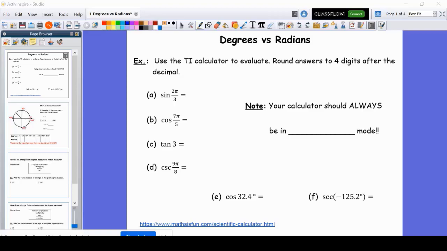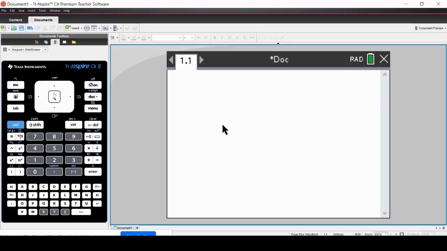We are going to, for our purposes, always round our answers to 4 digits after the decimal unless you're told otherwise. Okay, the first thing I want to tell you about your calculator is it should always be in radian mode. When you go to your calculator, notice up here it says radian. If it's not in radians, you can click here and it'll change to degrees or radians. Makes it nice and easy. We want to stay in radian mode.